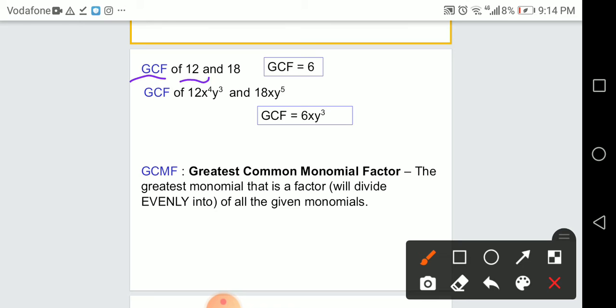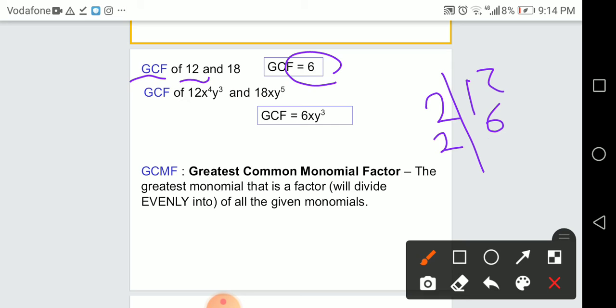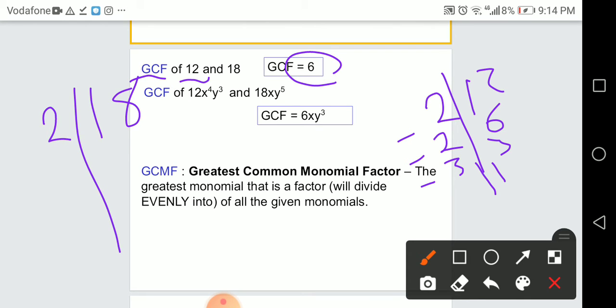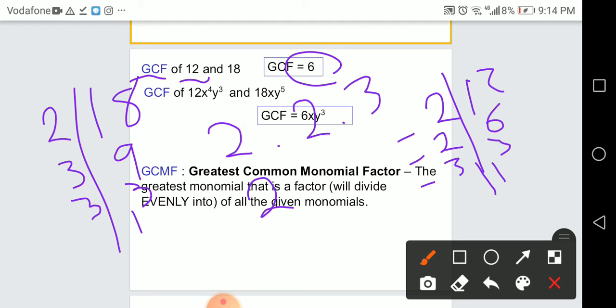The greatest common factor of 12 and 18 is 6. Remember, how can we get the greatest common factor? You get the factors of 12. 12 divided by 2 is 6, divided by 2 is 3, divided by 3 is 1. So I have 2, 2, and 3. And for the other number, 18, divided by 2 gives you 9, divided by 3 is 3, divided by 3 is 1. So we have 2 multiplied by 3 multiplied by 3.